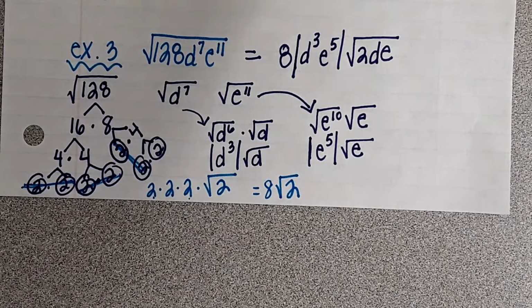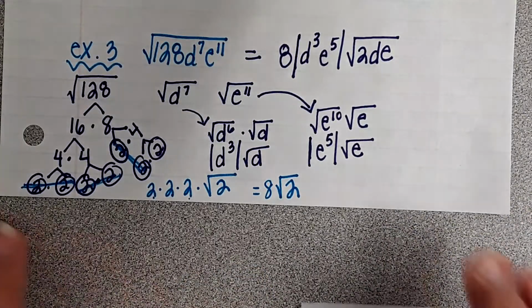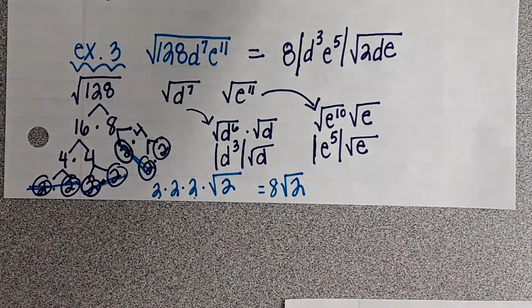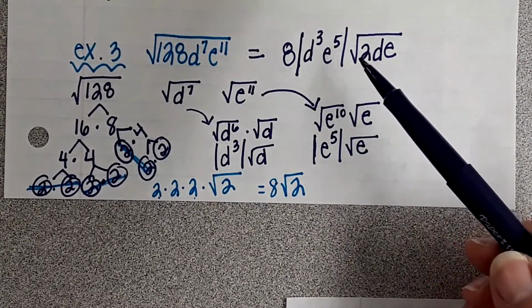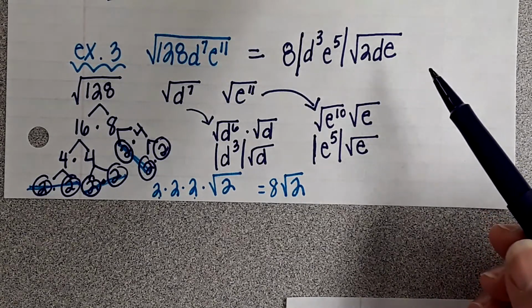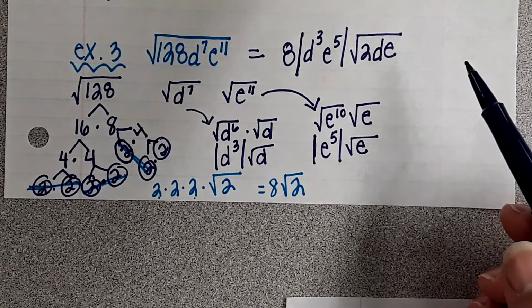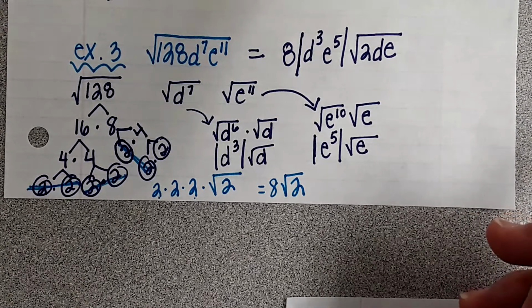Okay. Are there any questions over what I did there? Anybody wondering how I got the answer, where I got the 8, where I got the absolute values, or why I got the absolute values, and how I got the 2, d, and e? Can I take it away? Okay.